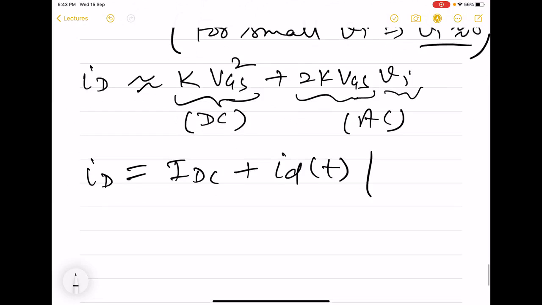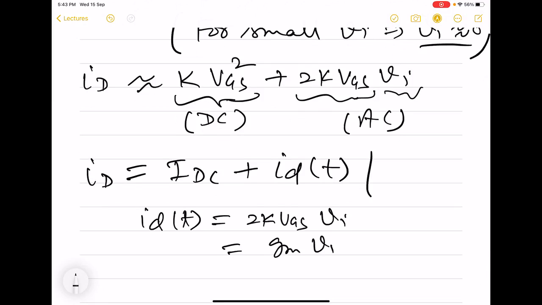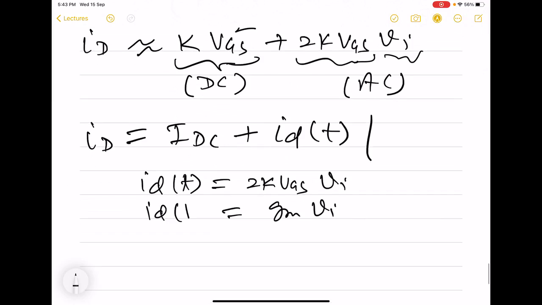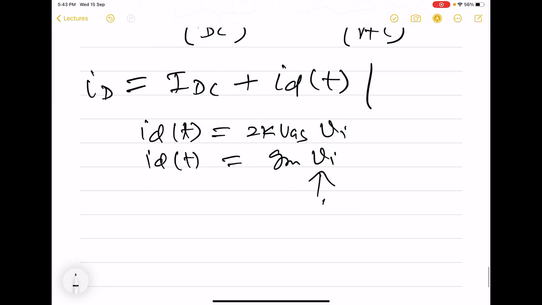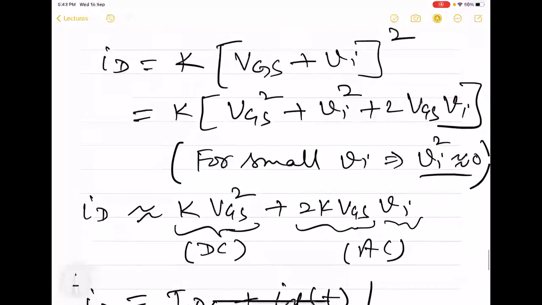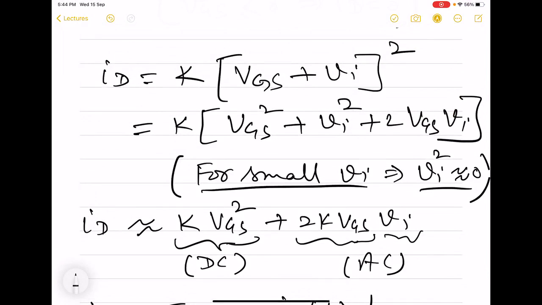Additionally, we see that this ID, the time varying or the AC part, is equal to 2K VGS into VI, and in fact, it will turn out to be gm into VI. So here you can see that if this is cosine, this is also going to be cosine. And the relation here you can see is y is equal to mx. So it has a linear relation between input and output. And this linearity is valid only if VI is very small. So such types of amplifiers are also called small signal amplifiers.